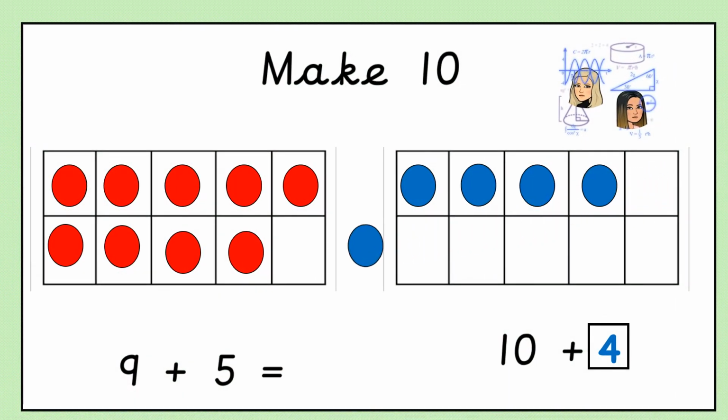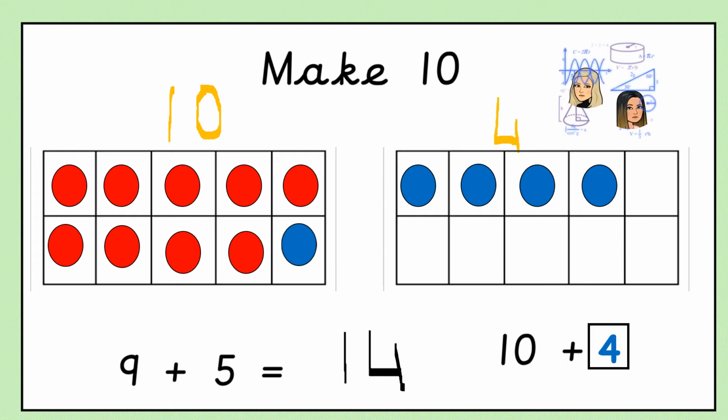9. I know I need 1 more and I've made 10. So my new number sentence, instead of 9 plus 5, my number sentence is 10, because I took a blue one over here to make 10, plus 4. And we know from way back in autumn when we did teen numbers, 10 plus 4 is equal to 14. So my answer is 14. And don't you think that making 10 and adding 10 plus 4 is easier than 9 plus 5?